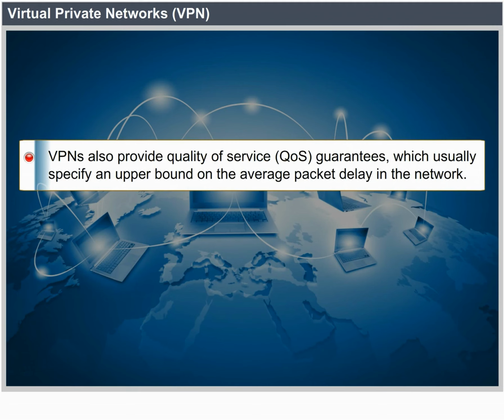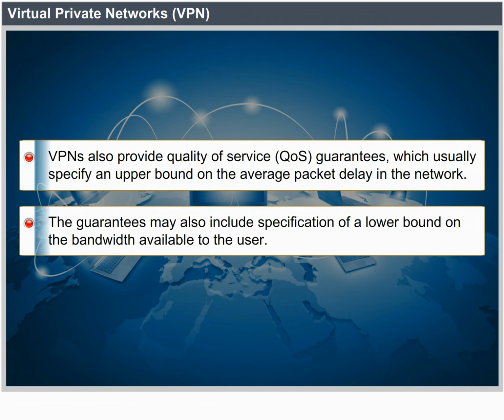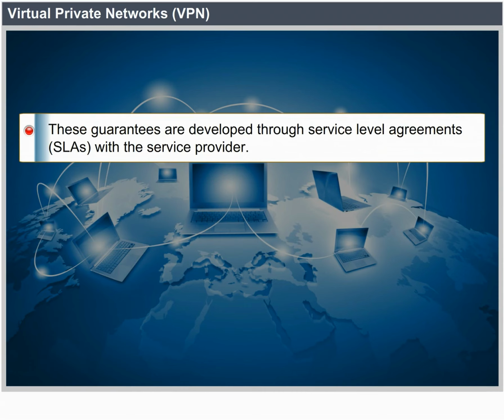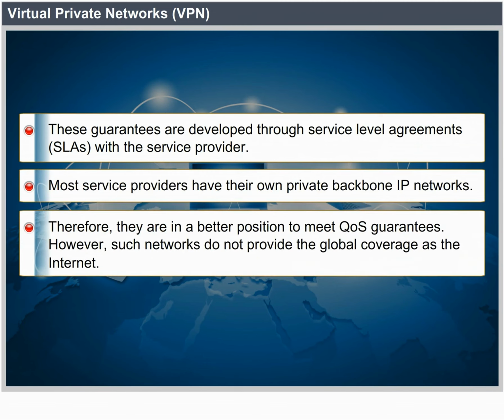The guarantees may also include specification of a lower bound on the bandwidth available to the user. These guarantees are developed through service-level agreements (SLAs) with the service provider. Most service providers have their own private backbone IP networks. Therefore, they are in a better position to meet QoS guarantees. However, such networks do not provide the global coverage as the Internet.